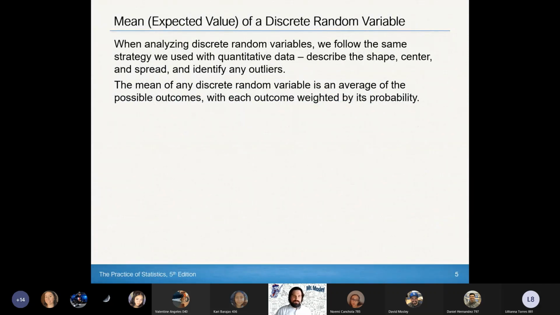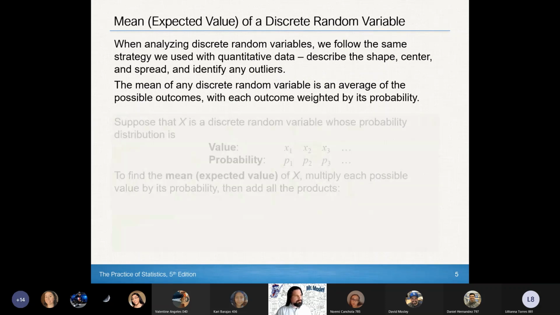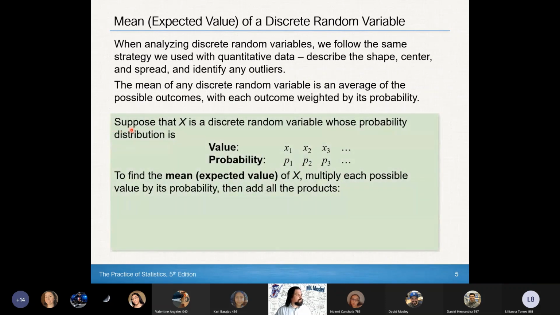All right, so now we're going to talk about how we find the mean, otherwise known as the expected value, of a discrete random variable. When analyzing discrete random variables, we follow the same strategy we used with quantitative data. You need to describe the shape, center, spread, and identify any outliers. The mean of any discrete random variable is an average of the possible outcomes with each outcome weighted by its probability. What that means, we'll get to in a second.